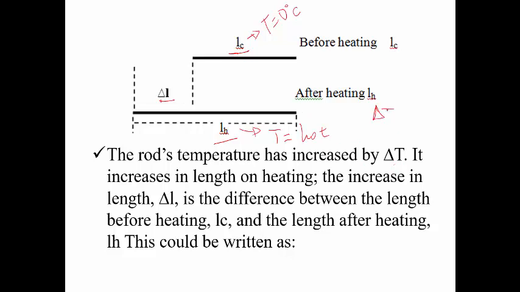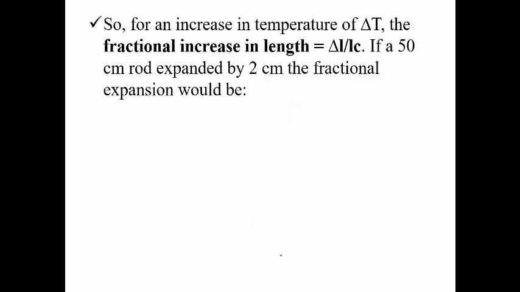Therefore, change in T is equal to TH minus TC, that means temperature hot minus temperature cold. And change in L, as I said before, is equal to LH minus LC. LH is length at hot and LC is length at cold.